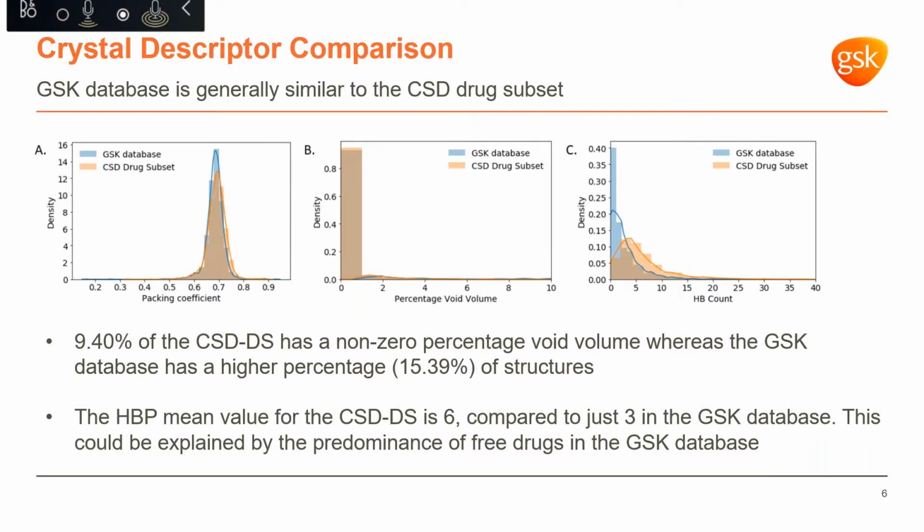Another interesting finding is that 22% or 23% of the structures in the GSK database, as we can see in the last plot to the right, exhibit no hydrogen bonding, which is much higher than the CSD drug subset, where only around 4.8% of the structures display no hydrogen bonding.